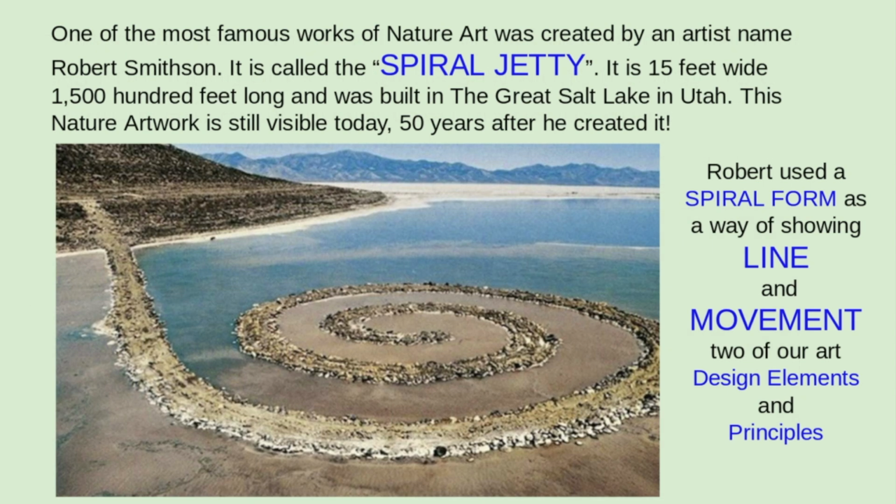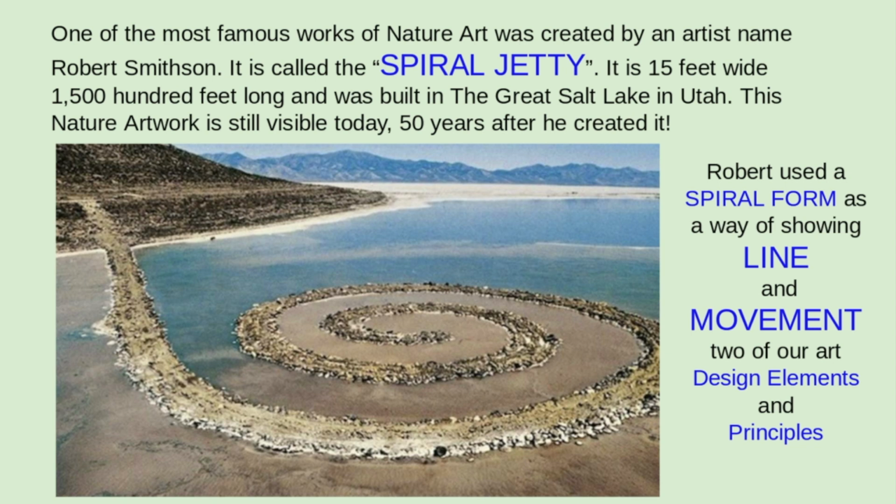One of the most famous works of nature art was created by an artist named Robert Smithson. It is called the Spiral Jetty. It is 15 feet wide, 1,500 feet long, and was built in the Great Salt Lake in Utah. This nature artwork is still visible today, 50 years after he created it. People love to go out and walk on this spiral as it imitates the water around it.